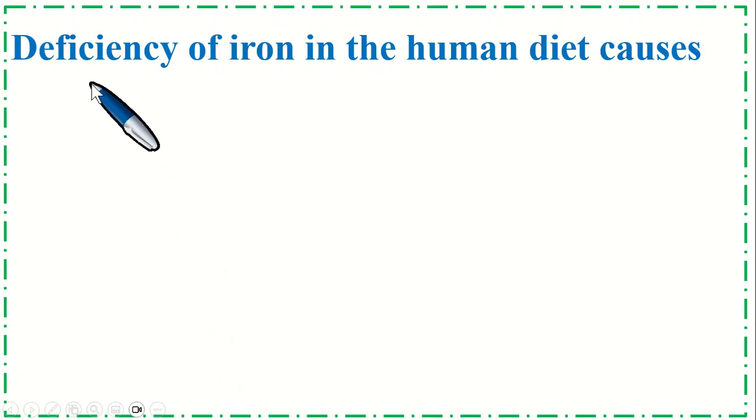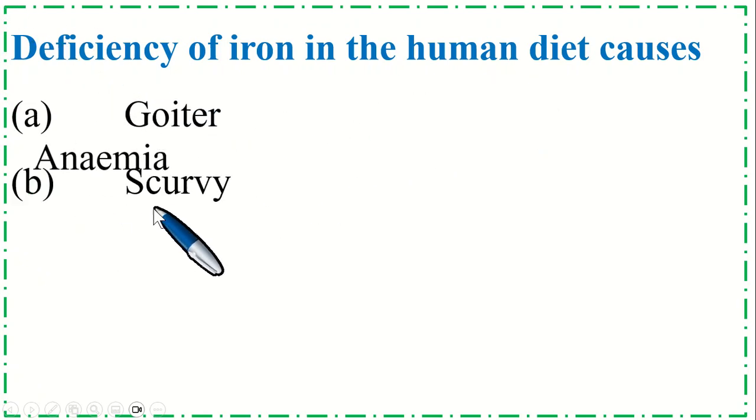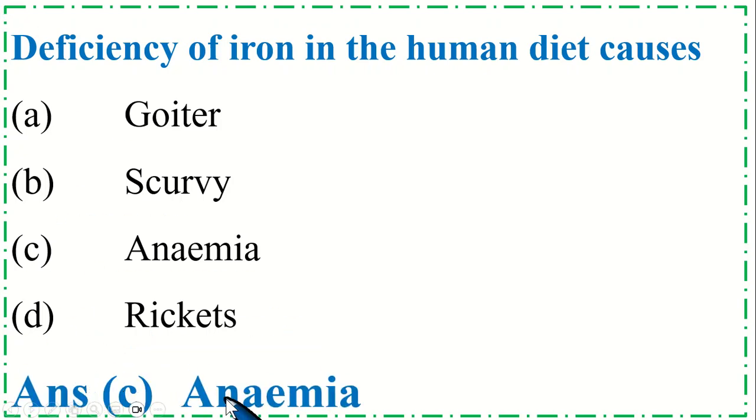So this is very important MCQs. The deficiency of iron in the human diet causes option A, goiter. B, scurvy. Option C, anemia. And option D, rickets. So the correct option is C, anemia.